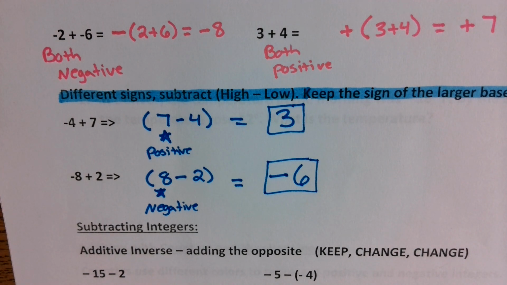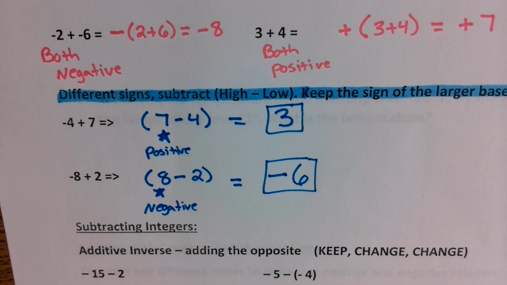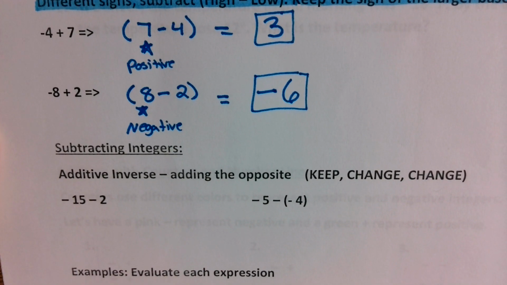Okay, so for addition, same signs, you add and keep the sign. If they are different signs, you subtract them and keep the sign of the larger value. Now, with subtraction, when we subtract our integers, we never subtract. We do the additive inverse. We add the opposite of the second number. So otherwise known as keep, change, change. You keep the first number just as it is, you change subtraction into addition, and then your second number changes to its inverse value.